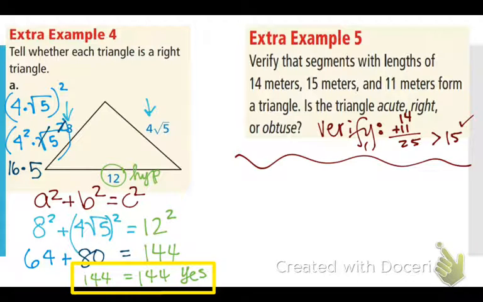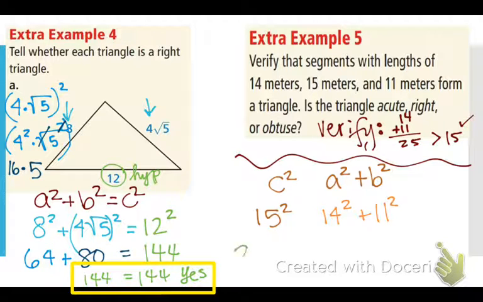So because of this, we can figure out what kind of triangle we have. We're going to plug in the longest side first, because remember it's c squared, and then a squared plus b squared. So what is the longest side here? 15. 15 squared, and then the other 2 legs will be 14 squared and 11 squared. 15 squared is 225. 14 squared is 196. And 11 squared is 121.